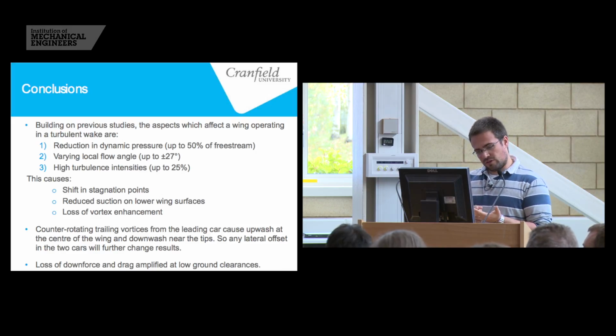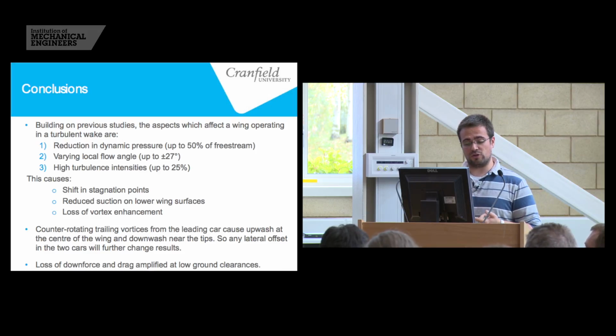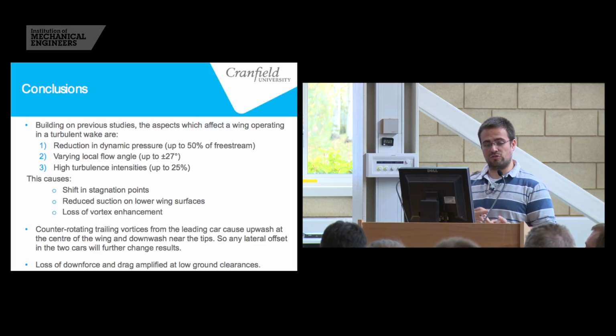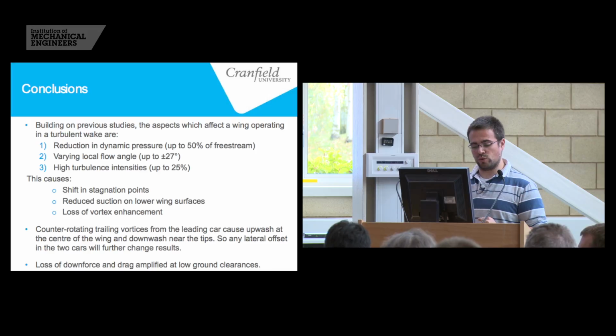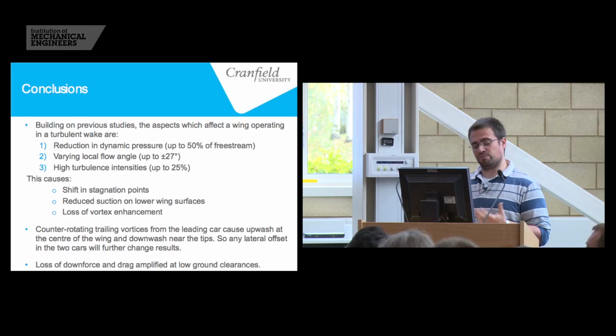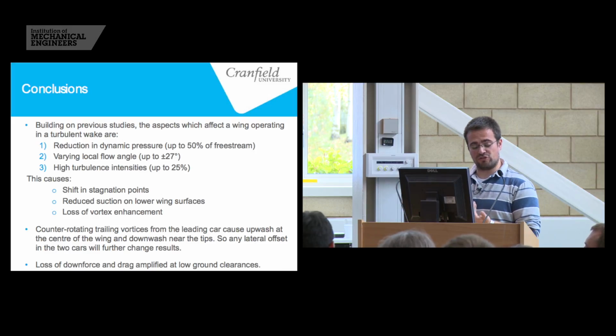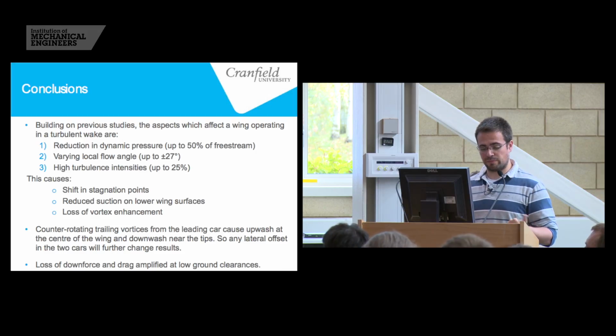The three different phenomena that lead to the changes in the wing operation cause the shift in the stagnation points of the wing. It reduces the suction, and the downforce generation by vortex suction also disappears due to the vortices being weaker. The wake that is generated is basically formed by the two counter-rotating vortices as mentioned before, and these cause the upwash at the central section of the wing and the downwash at the tip.